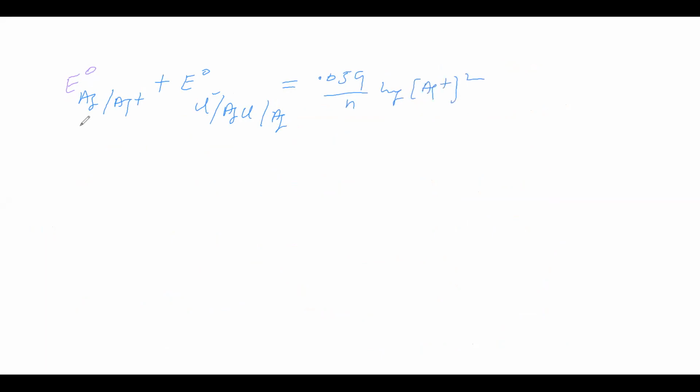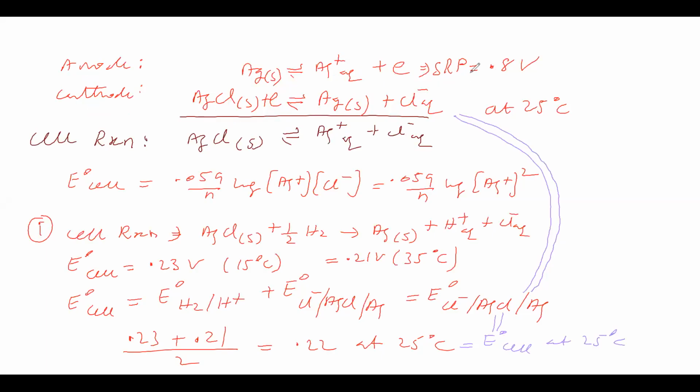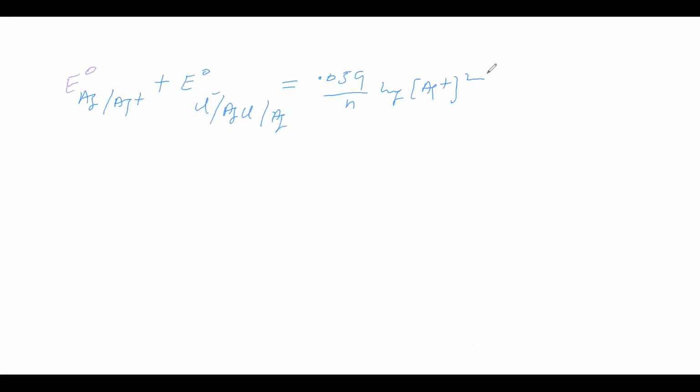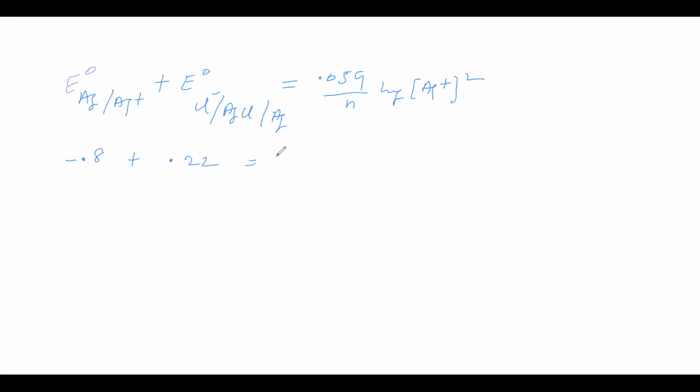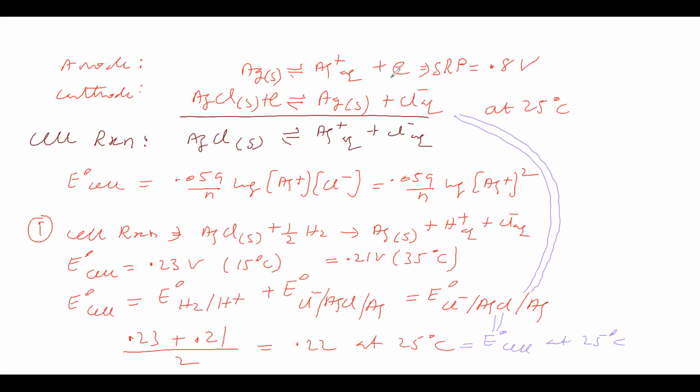Now let us substitute these values. For this SRP given 0.8, we want SOP, therefore minus 0.8, plus this value. For this E naught, it is given here, 0.22 volt at 25 degrees Celsius. So 0.22 volt equals 0.059 by n. n is the number of moles of electrons. Here 1 mole of electron, here also 1 mole of electron, so 1 mole of electron is transferred. So we will substitute 1.